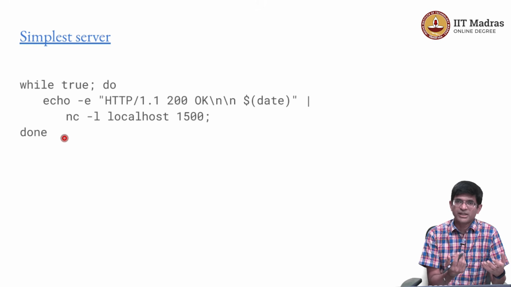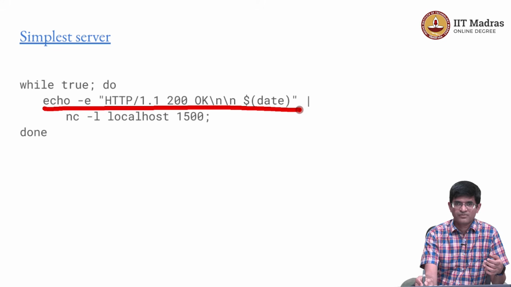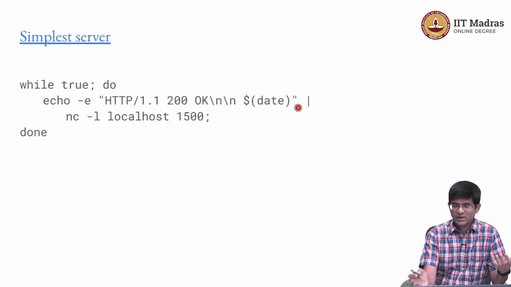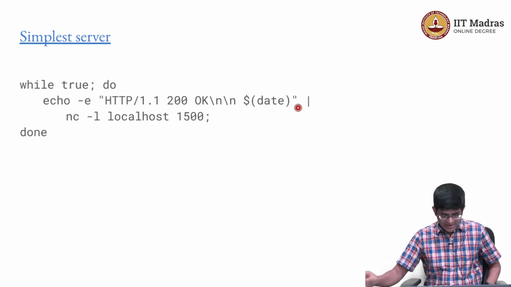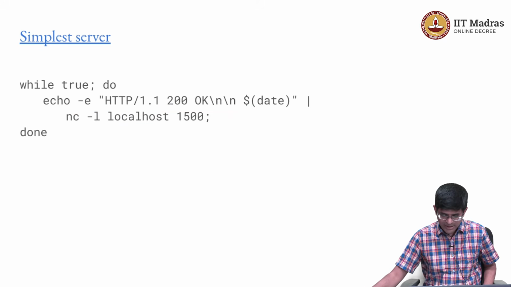It does not interpret the request. All that it sees is that a request came on port 1500, fine, respond with this. The point is this is sufficient to create a very trivial form of web server. Let us just see what this looks like in practice.